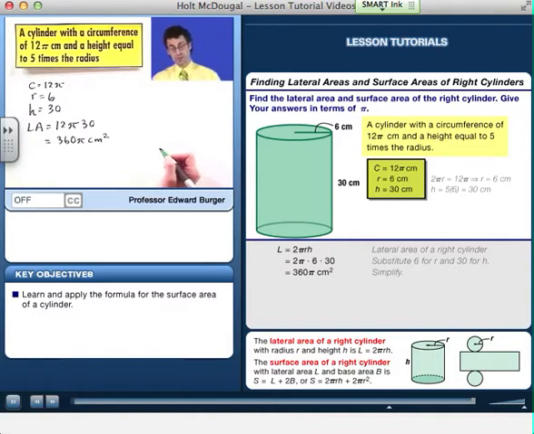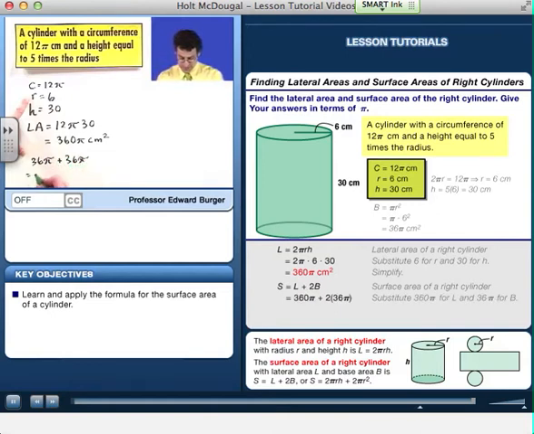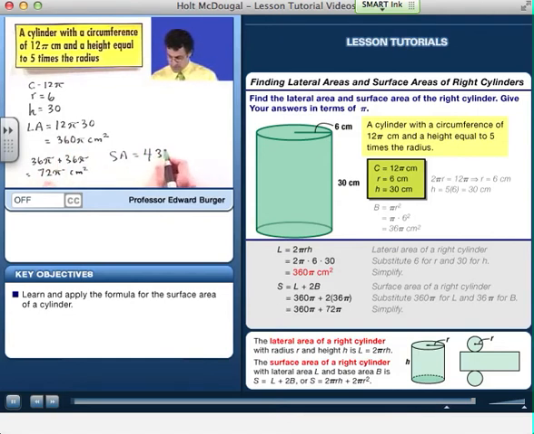What about the entire surface area? Well, I've got to now add the area of the top circle and the area of the bottom circle. They're both the same circle. So let's just find the area of the circle, which is going to be pi r squared. So that's going to be 6 squared, which is 36 pi, plus another 36 pi for the top. So I see 72 pi for the total area of the bottom and the top. I have to add that to this, and so I get that the surface area equals the sum of these two numbers, which we see is 432 pi centimeters squared.